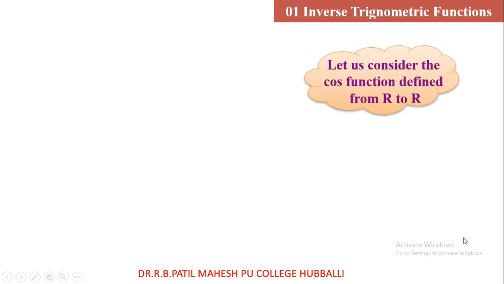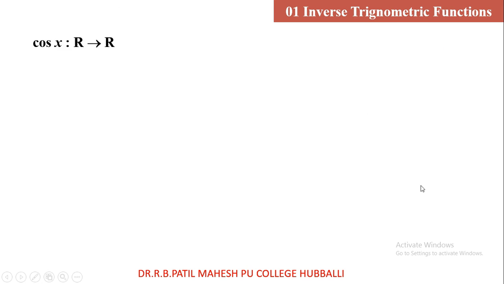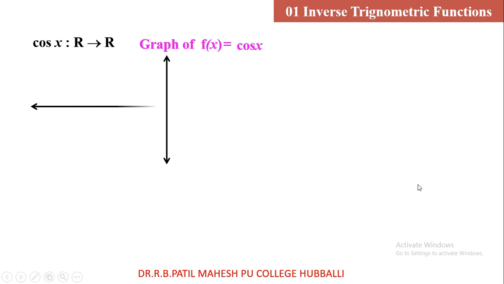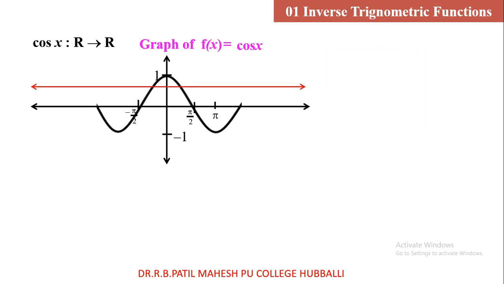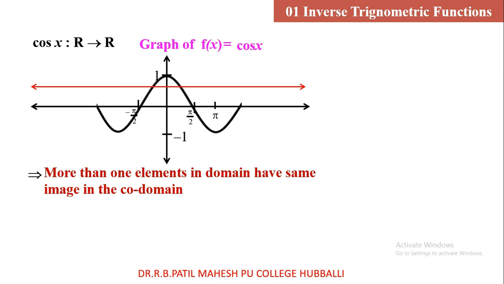Let us consider the cos function defined from R to R. Exactly like the previous discussion, cos x is from R to R. Graph of f of x equal to cos x. See the graph. Is this a bijective function? Definitely no, because of the parallel line test, it is not 1-1. That is, more than one element in the domain has the same image in the codomain. Hence cos x is not 1-1.